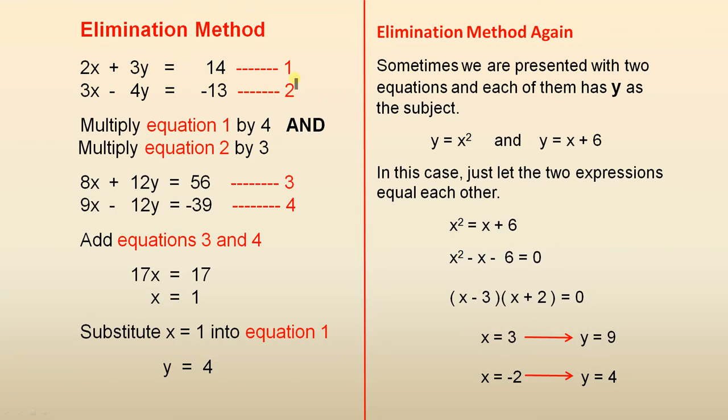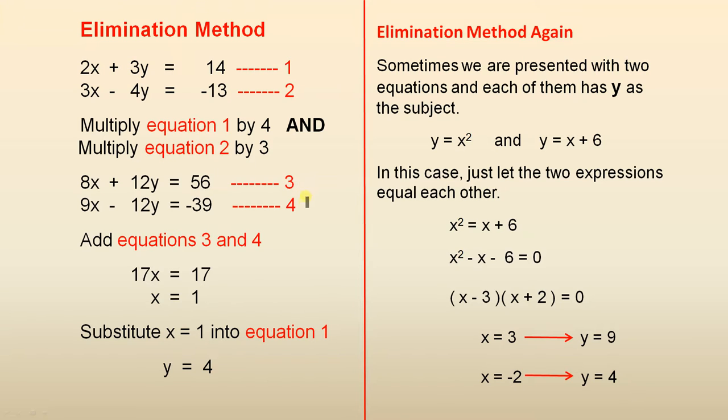The elimination method. This method involves adding or subtracting two equations, either together or from each other, to eliminate one of the variables. Now in this case, because that's a plus and a minus, we're going to add those two equations together. Before we do that, we have to make these two numbers here the same. And the way we do that, we multiply equation 1 by 4 because of that 4, and we multiply equation 2 by 3 because of that 3.